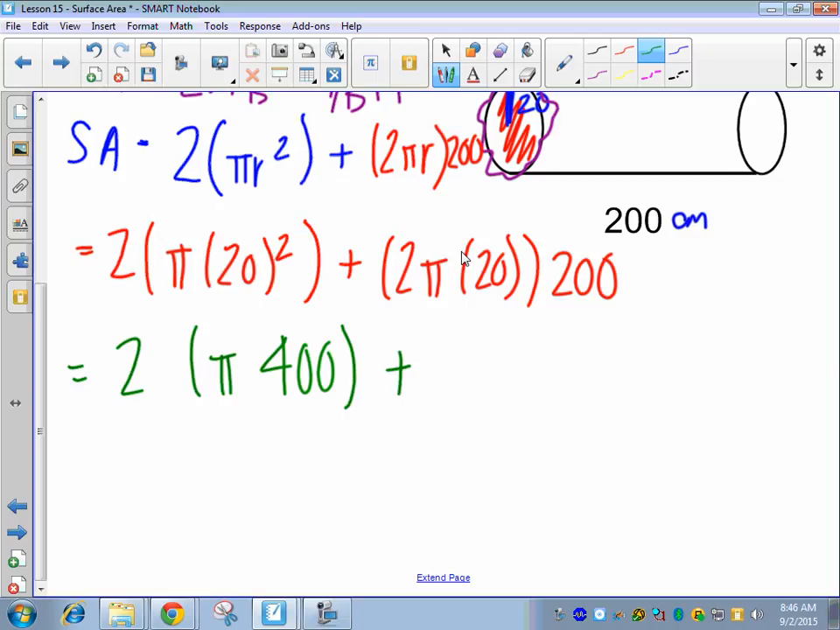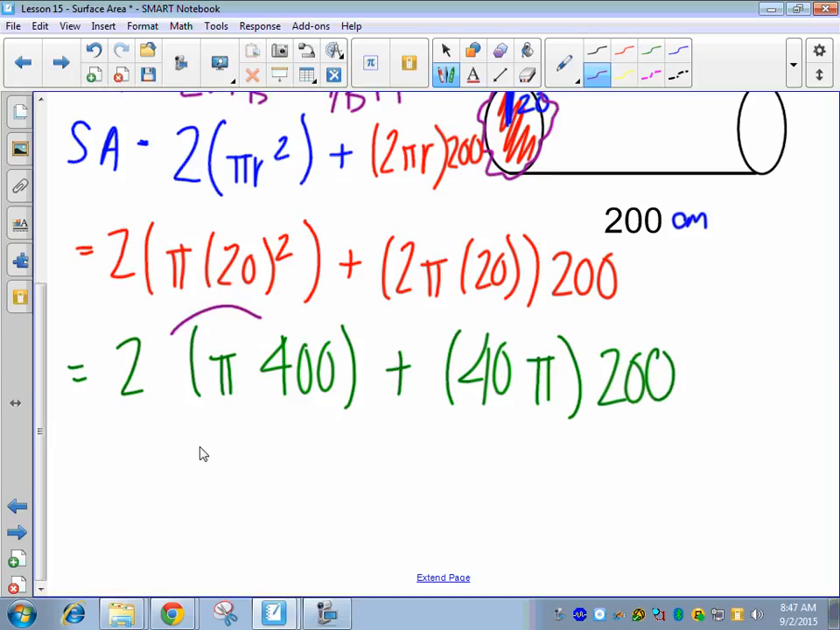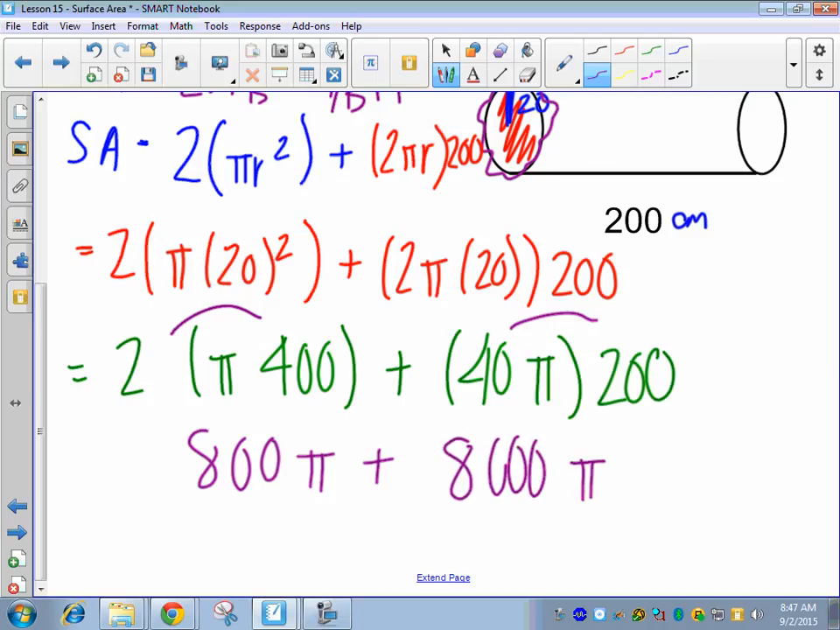We can really write this to 2 times 20 gives us 40. That's because of the commutative property of multiplication, right? We can multiply these in any order. And then we have times 200 on the outside. So now, once again, because of the commutative property, we can multiply these guys together. We're going to get 800 pi plus, what's 40 times 200? 8,000. I agree. I think that's right.